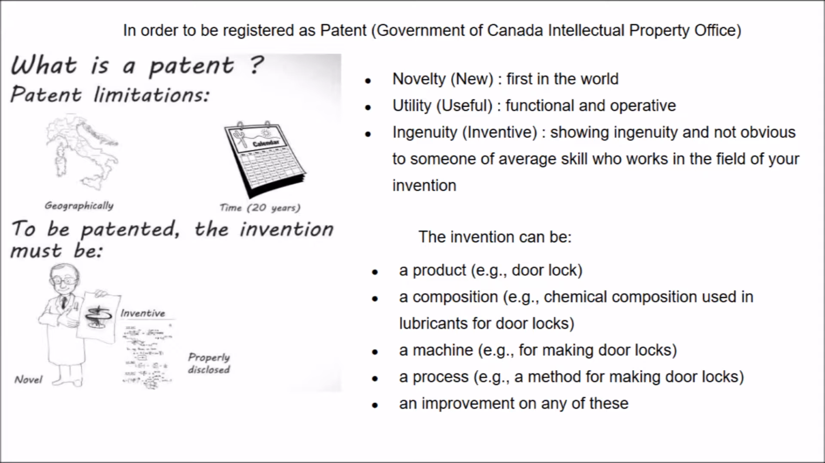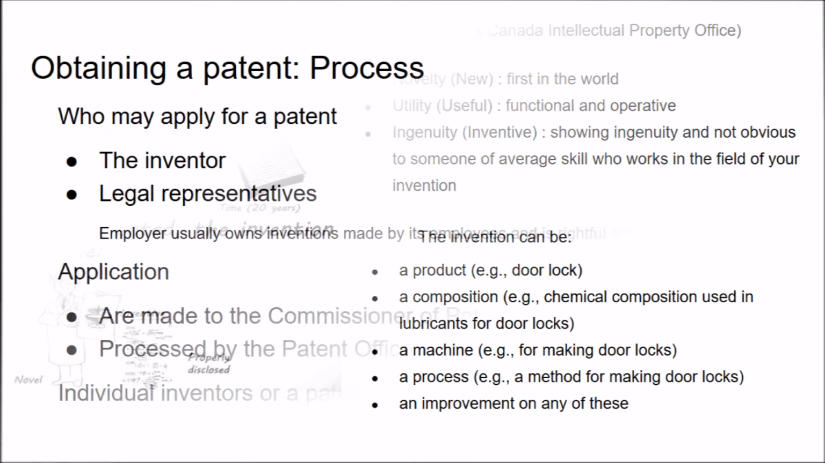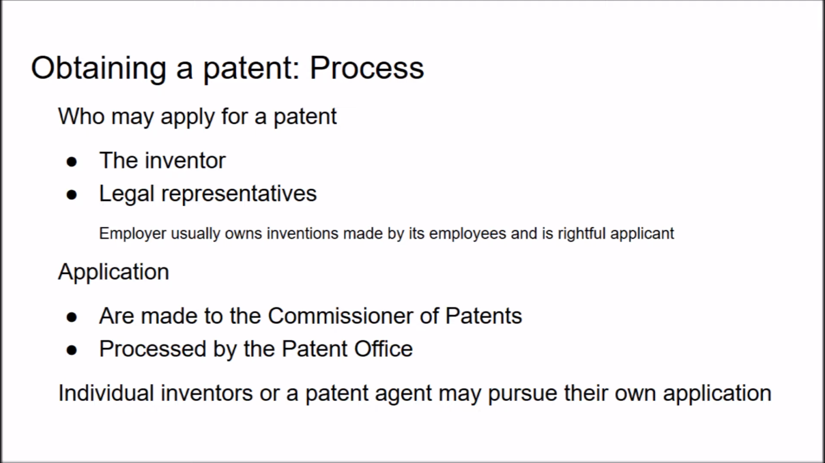Hi, this is Tony, and I'm going to talk about the process of obtaining a patent. The inventor and legal representative may apply for a patent, and the employer usually owns inventions made by its employees and is the rightful applicant. The applications are made to the Commissioner of Patents and then processed by the Patent Office. Individual inventors or patent agents may pursue their own application.